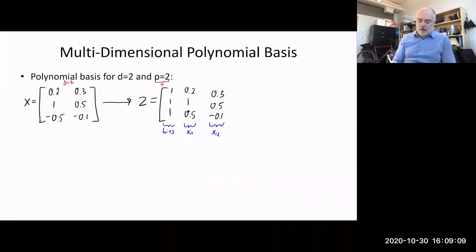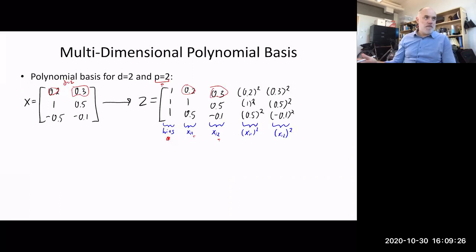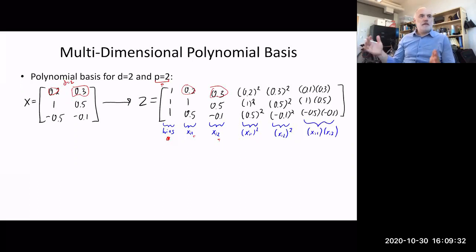Well, what do we do? We have our bias term, our intercept term. The original dimensions, x_i1, x_i2, so that's just copying these values over. And then we have the squared terms. And we have what I'll call the cross product terms. So this is a complete polynomial basis for original feature space dimension d equals 2 and polynomial order 2.